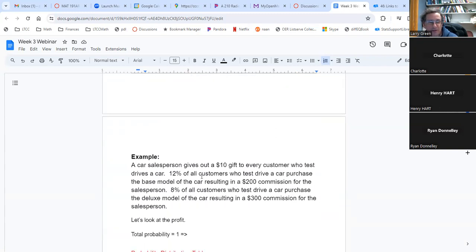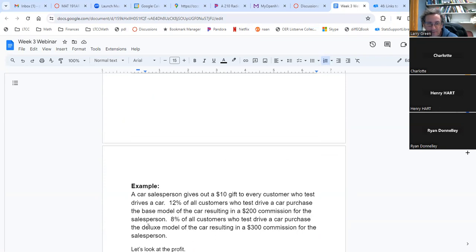Okay, so here's an example. A car salesperson gives out a $10 gift to every customer who test drives a car. Okay, and I don't know, any of you sold cars before?